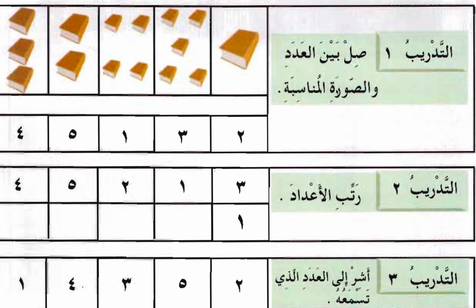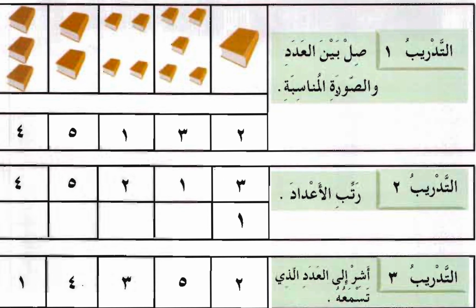Now, if you look down, later in the page, we have these new instructions as well. So let's go over those. So at-tadrib is exercise. We covered that last time. And then here we have all these new words. صل بين العدد والصورة المناسبة. So the last line, we recognize these words, okay?